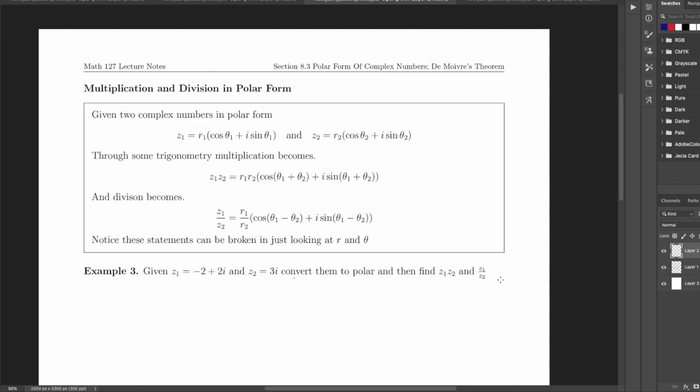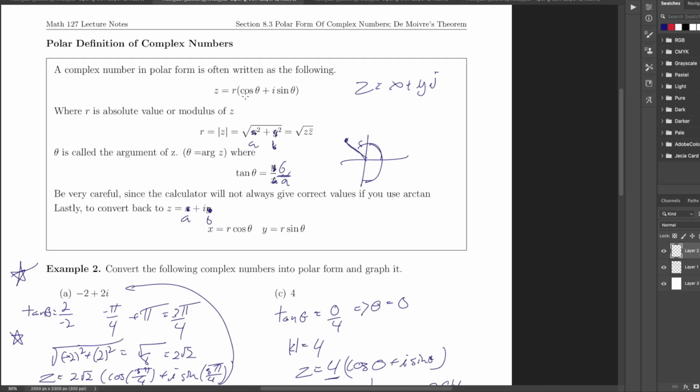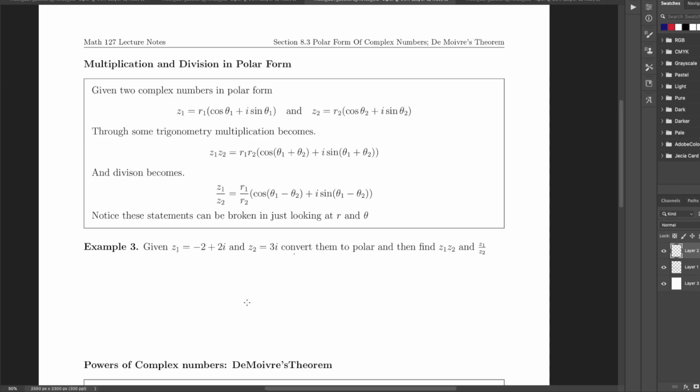Let's add it and then divide it, right? Convert them to polar, and to do that, let's do the first thing. Convert this to polar. Do we already know what this answer is? Yeah, here, we already did it. But let's do it again real quick, since I broke in the middle of that one.